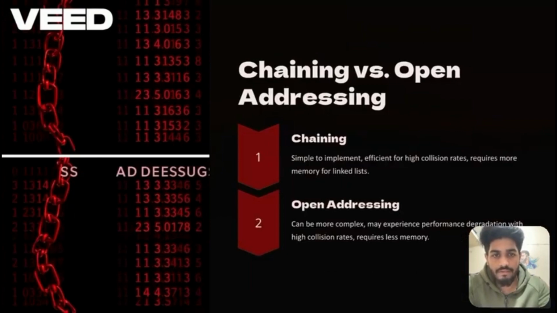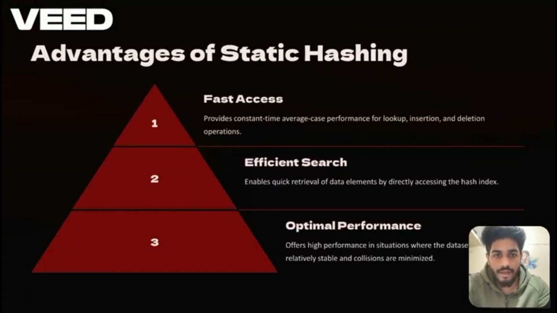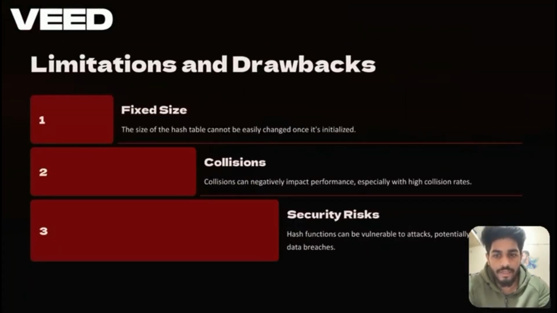Hash tables, chaining versus open addressing, advantages of static hashing, limitations and drawbacks, which we already concluded, which include the fixed size, collisions, and the security risk. What is the fixed size? The size of the hash table cannot be easily changed once it is initialized. Collisions can negatively impact performance.